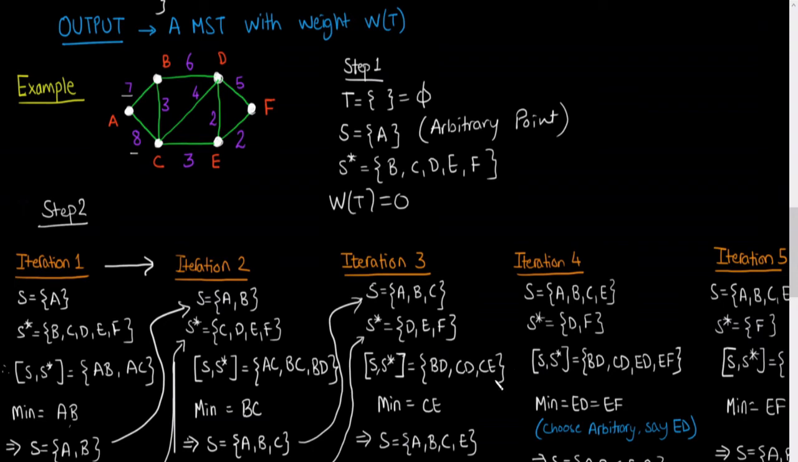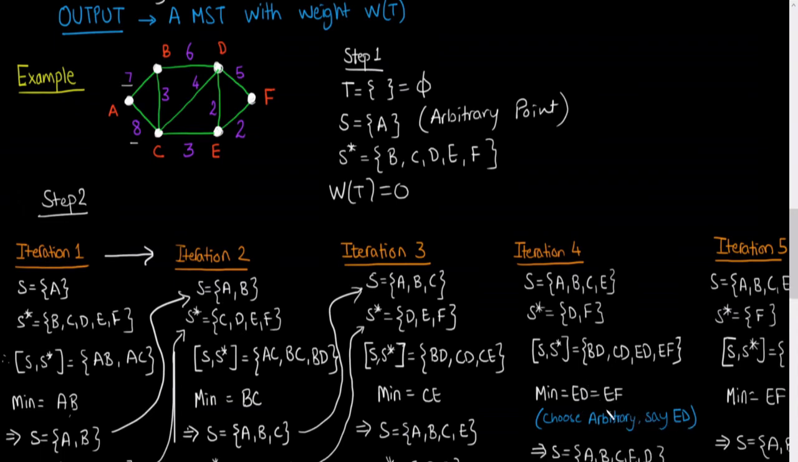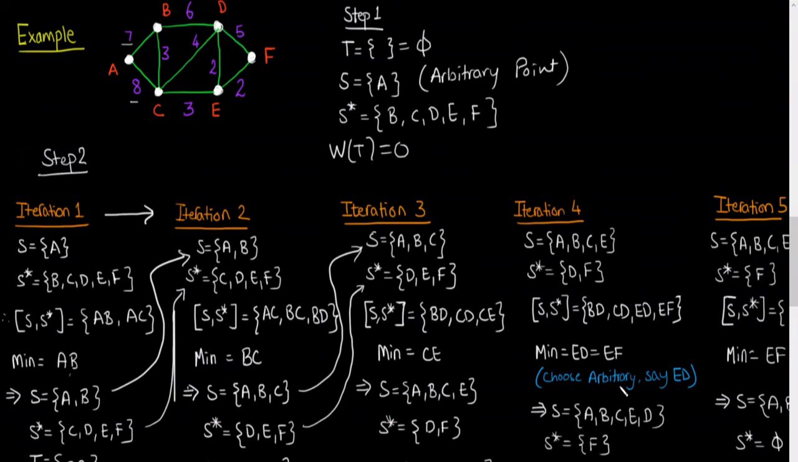So when you encounter any situation that has the same weights, you can choose arbitrarily. It doesn't really matter, say I choose ED for example. You can break your ties arbitrarily. You could have also chosen EF, that doesn't matter, but I'm choosing ED.